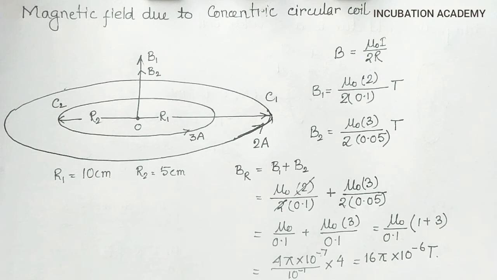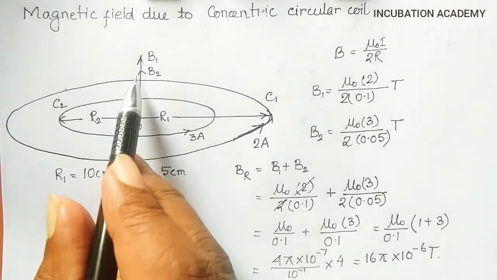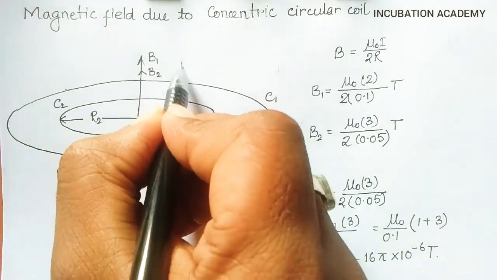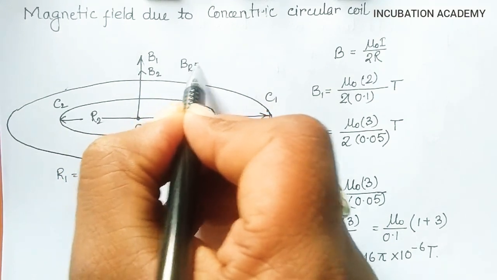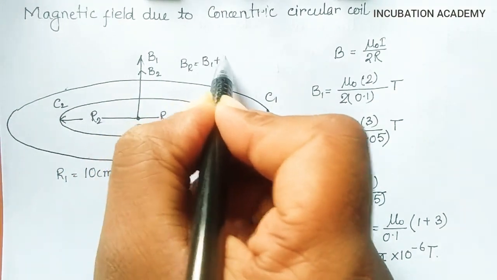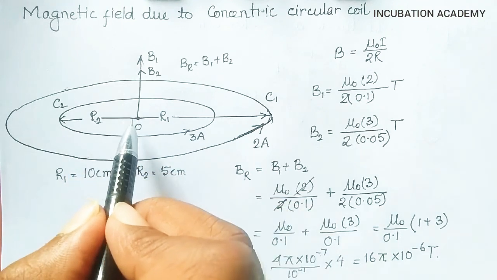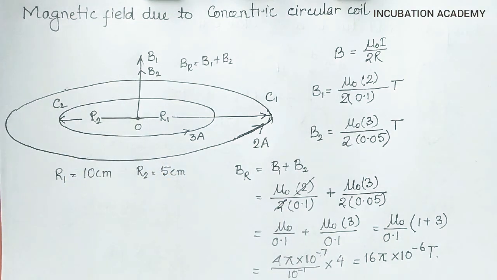Okay, and that is in that direction. Basically, BR equal to B1 plus B2 gives us the resultant magnetic field, and that is perpendicular to the plane of the loop.